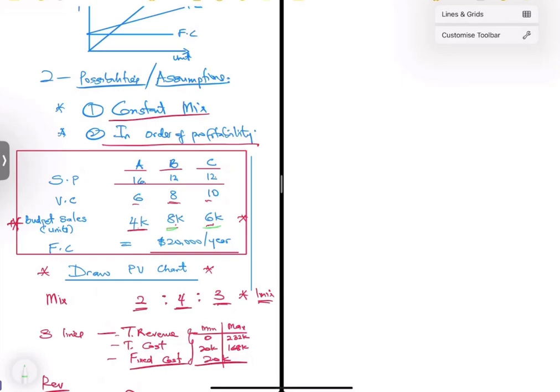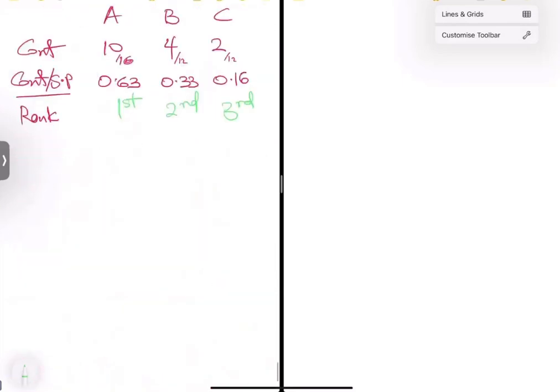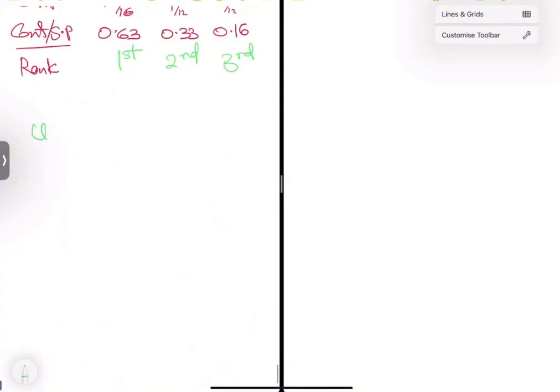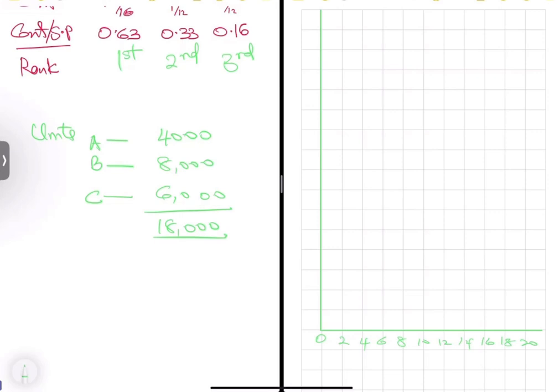First of all, in terms of units, there will be 3 steps: A, B, C. We're going to sell 4,000 of A first before we sell 8,000 of B, before we sell 6,000 of C, to accumulate into 18,000 units in total. So we need to sell up to 4,000 of A.